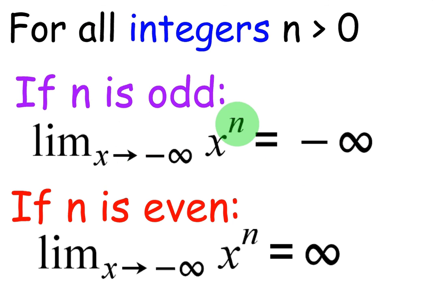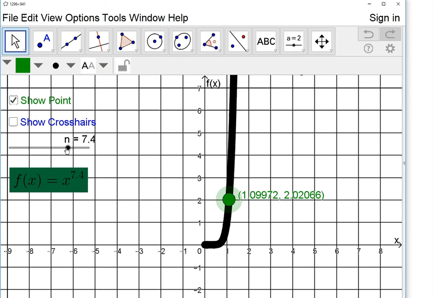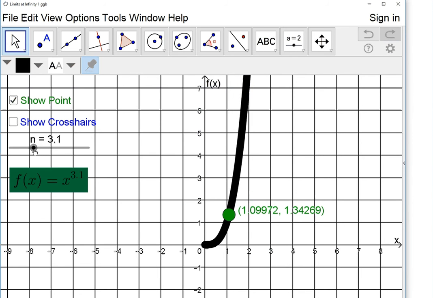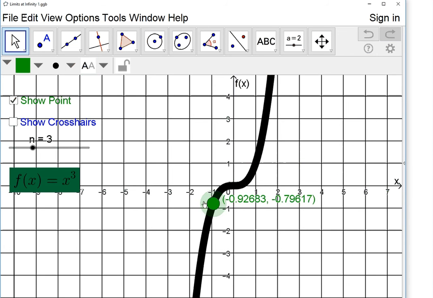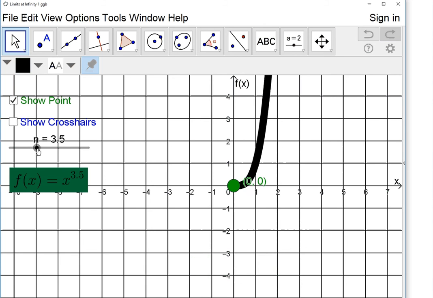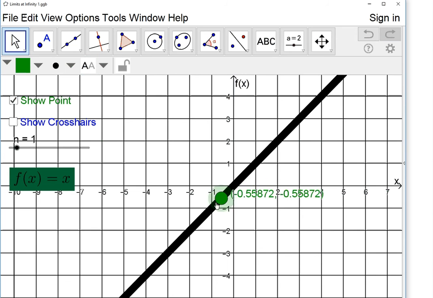So let's go back to the graph, and we'll verify that rule. Let's make an odd number. Let's go back to n equals 3, and let's make sure that x approaches negative infinity. So what happens? The y value is going to go down. Not up, but down. So the limit as x approaches negative infinity is going to be negative infinity whenever n is odd. We can do it for n equals 5 as well. See how it looks very similar to n equals 3. We could even make n equal to 1, and we can still see that as x approaches negative infinity, the y value is going to keep decreasing and decreasing.